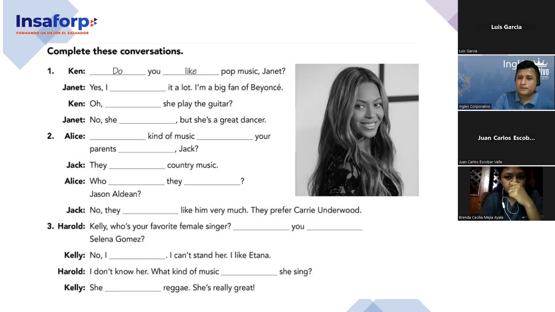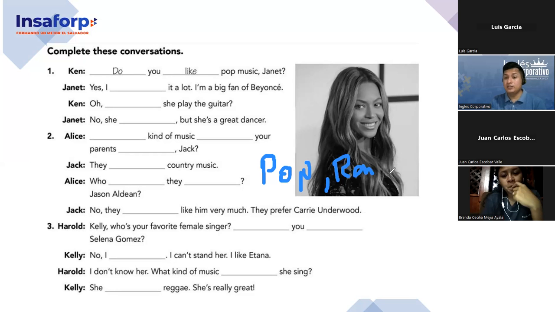Can you please be more specific? Sorry. For example, in music we have different genres, right? Okay, so I have, for example, pop. Yes, I have rancheras, right? So I need to select one of these. What kind? Okay, what kind?